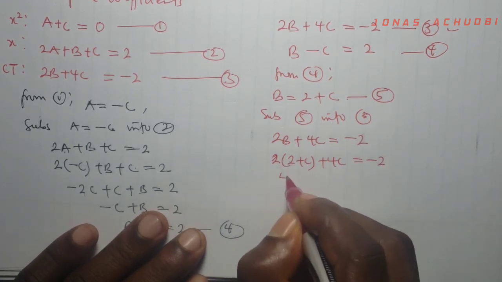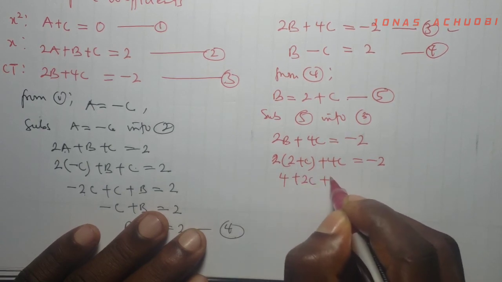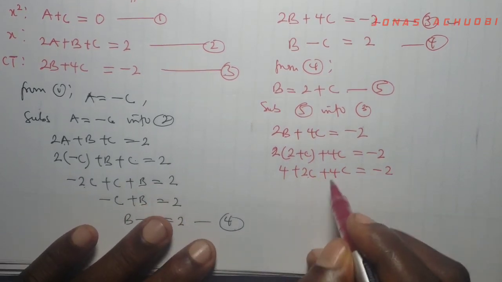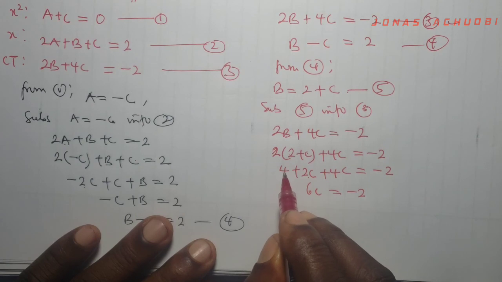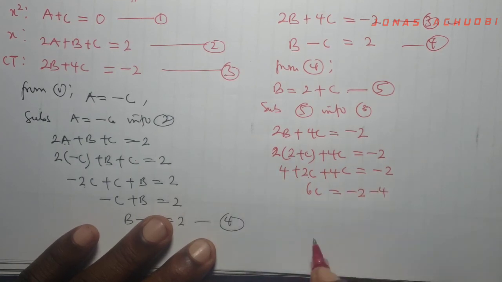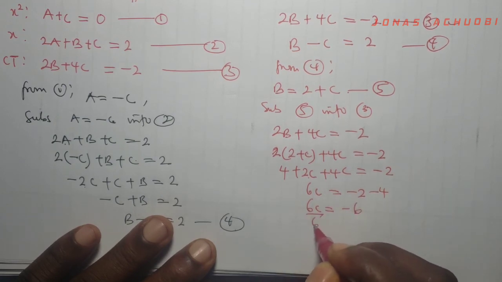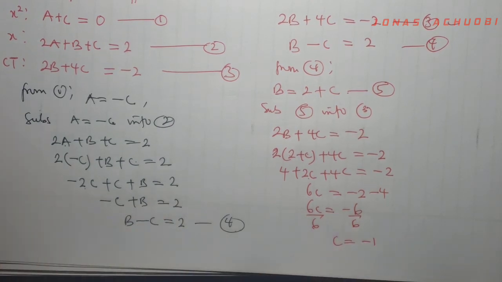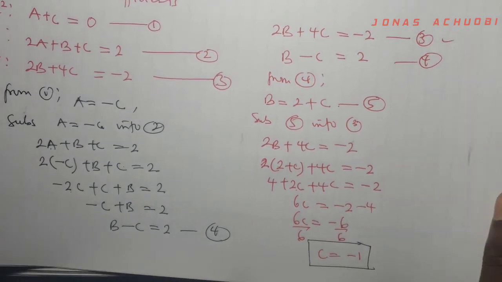So 2 times 2 is 4. 2 times c is plus 2c, plus 4c equal to minus 2. So 2c plus 4c is 6c equal to minus 2. This plus 4 to the right becomes minus 4. So 6c is equal to minus 2 minus 4, which is minus 6. If you divide both sides by 6, you get that c is equal to minus 1. And that corresponds to what we had using the previous method.